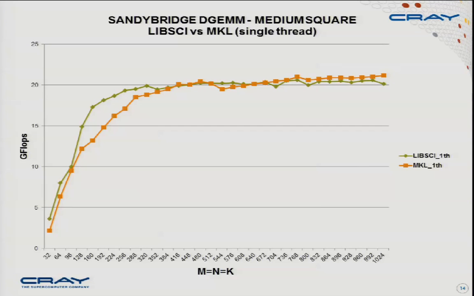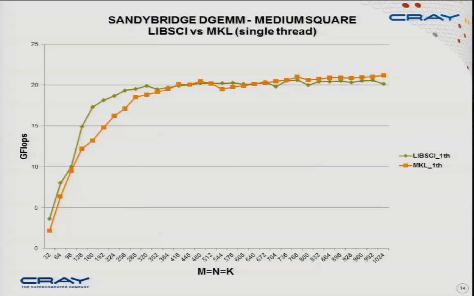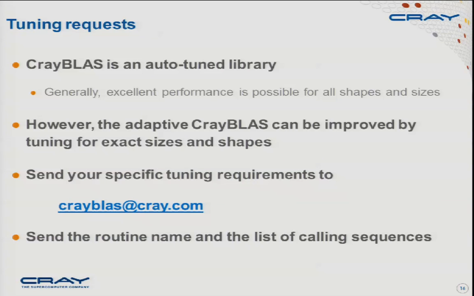Of course, you can imagine auto-tuning is quite a slow procedure because you need to run all the possible combinations, get the best, and then store the best, and so on. But then you run once for a given system, and then you store in the library, and you ship the library. That's the end of the story, okay? This is for small MNK, and this is for large MNK, and still you can see that most of the cases we are better than MKL. So for this Sandy Bridge system, of course, we do the comparison with MKL, okay? All right.